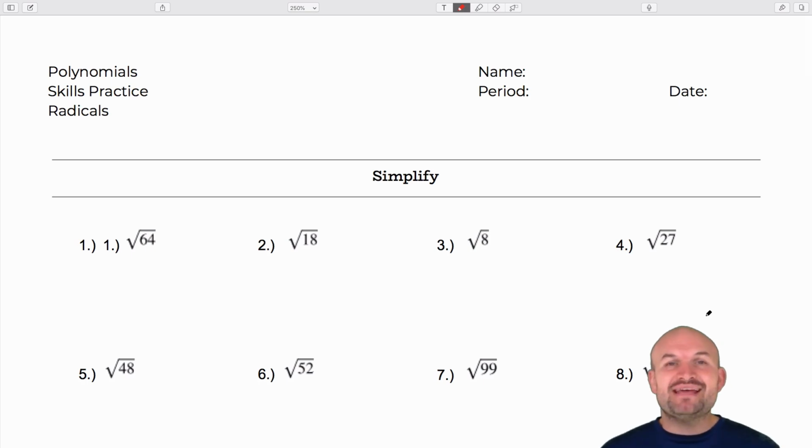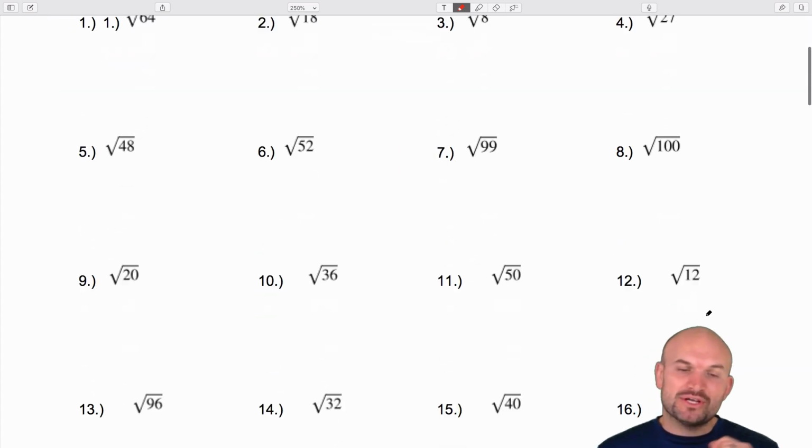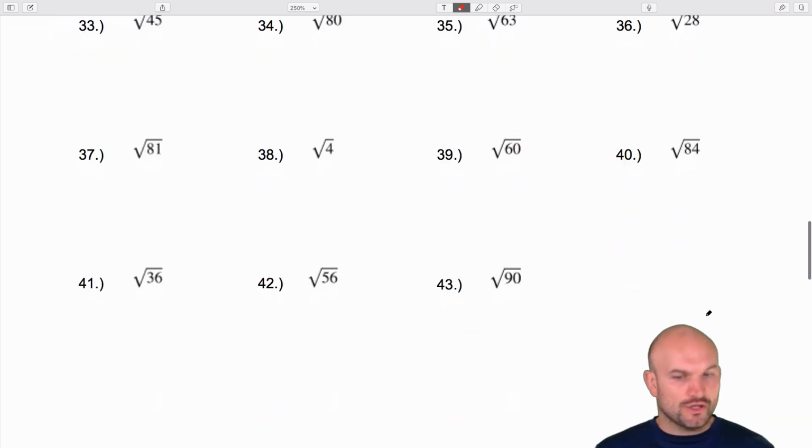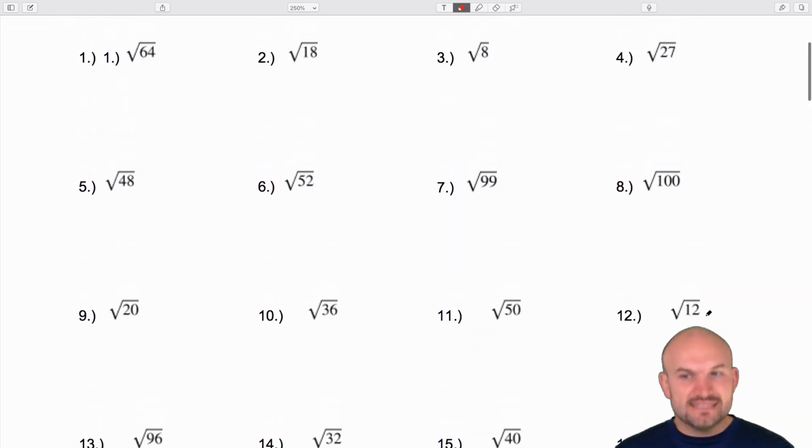Welcome, ladies and gentlemen. My name is Brian McLogan, and in this video, I'm going to work on simplifying radical expressions. And I'm going to do that by working through 43 different examples, basically every radical under 100 that we can go ahead and simplify.